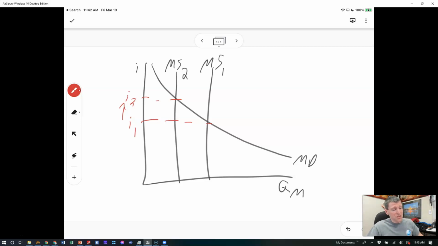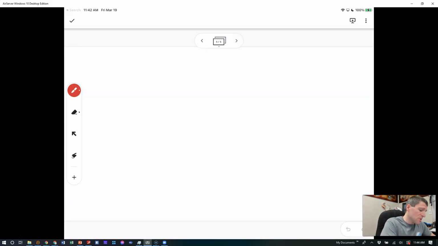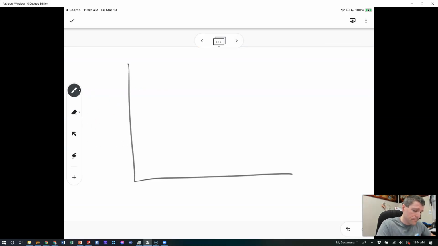Okay, so that's the general idea here with this graph, right? So if we were to connect them, let us say that we are in recession. So let's look at the king graph. We'll draw that.